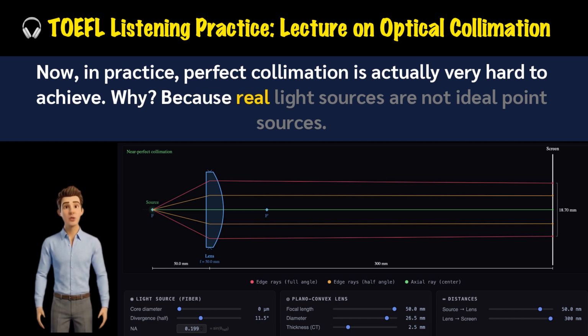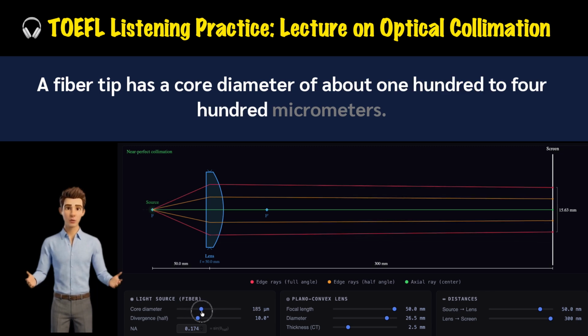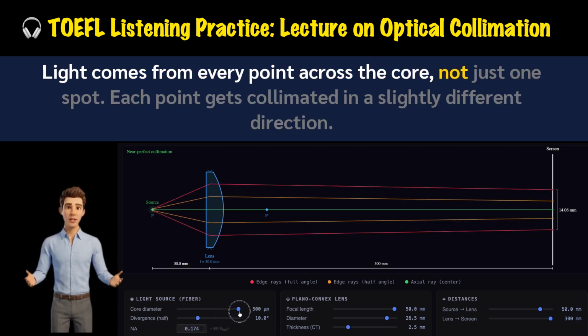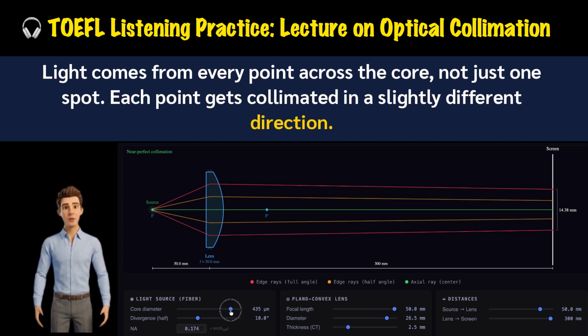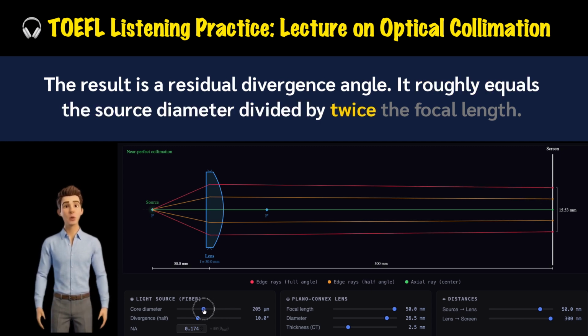Why? Because real light sources are not ideal point sources. A fiber tip has a core diameter of about 100 to 400 micrometers. Light comes from every point across the core, not just one spot. Each point gets collimated in a slightly different direction. The result is a residual divergence angle. It roughly equals the source diameter divided by twice the focal length.